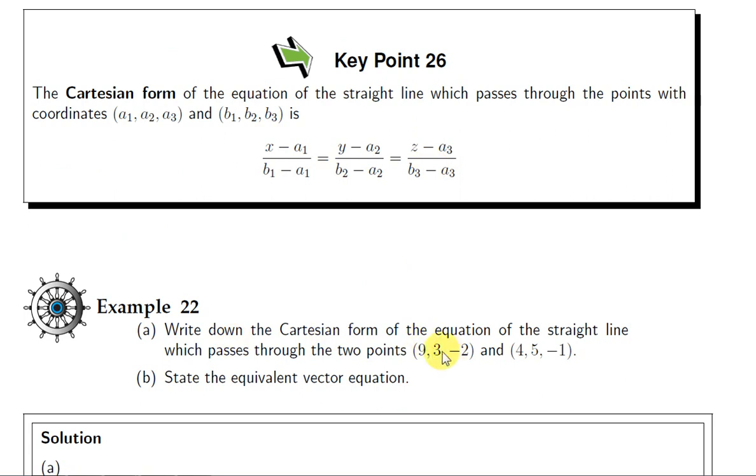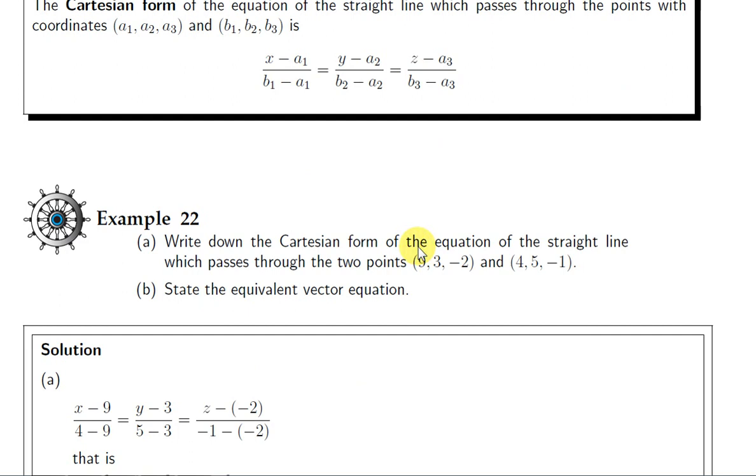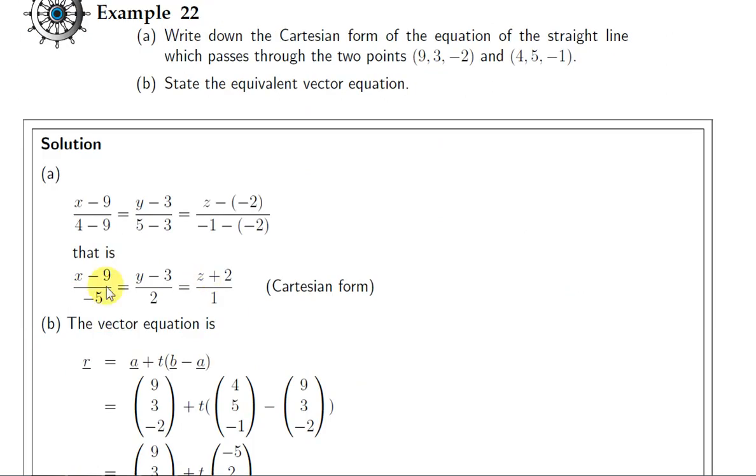So let's take an example. Let's suppose we have the point 9, 3, minus 2 and the point 4, 5, minus 1. We have 2 points that fully specify our line. So we call one of the points a1, a2, a3, and the other point b1, b2, b3. So we have x minus a1, well that's x minus 9 over b1 minus a1. That's 4 minus 9. Then we have y minus 3 over b2, which is 5, minus a2, which is 3, and that must equal z minus minus 2 over b3 minus a3. We can then do a little bit of simplifying.